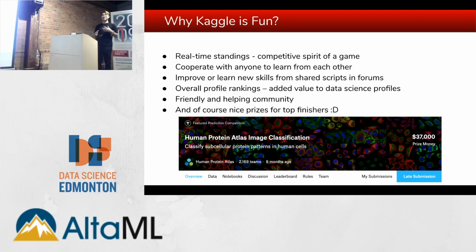Real-time standings. Kaggle competitions all have a leaderboard. You can see the performance of all the other competitors. I do have experience where I was at, say, 100-ish, and after one night, I'm 200-ish. So this kind of forces you to keep practicing, keep improving your solutions to get a better performance. And you can definitely cooperate with others. There are 2 million registered users. Let's say they're all data scientists or data engineers. So you can cooperate with them, discuss with them, compete with them.